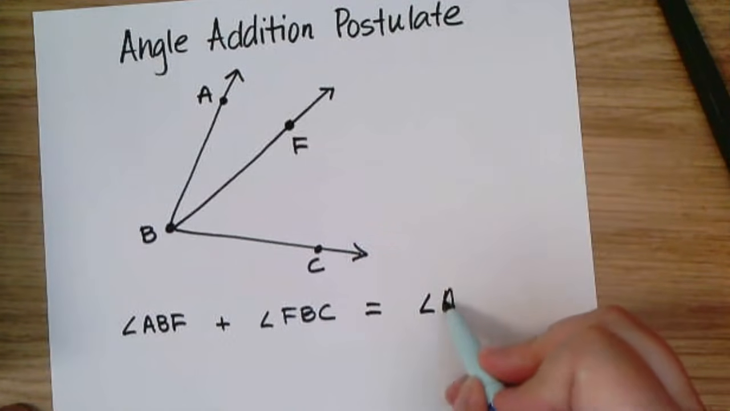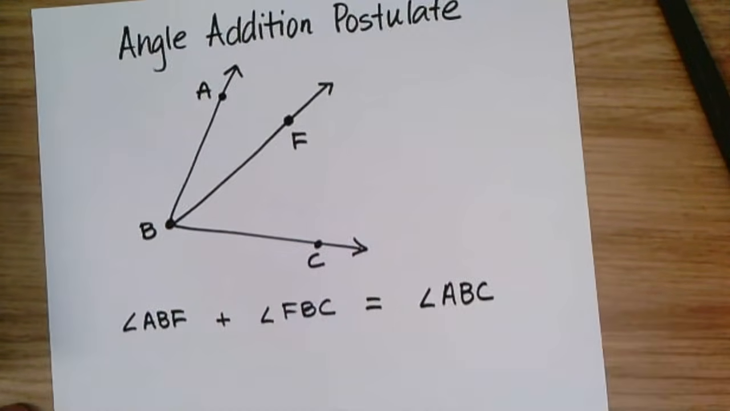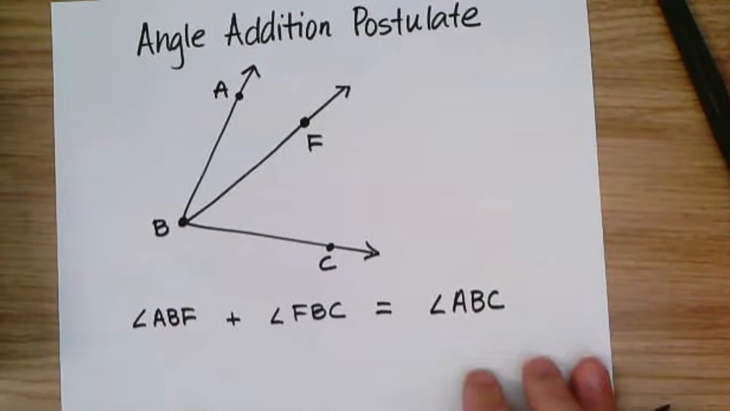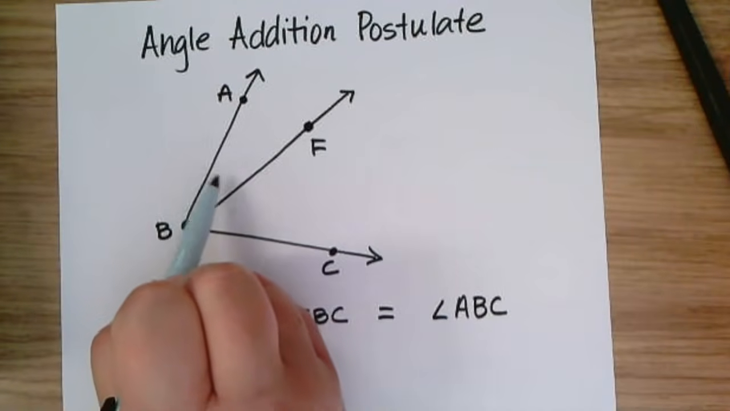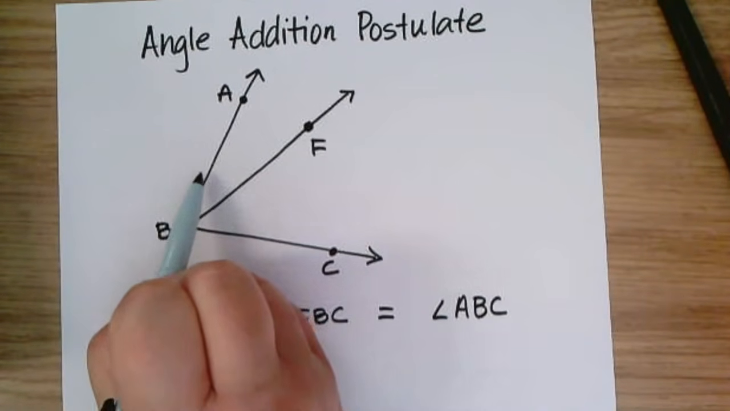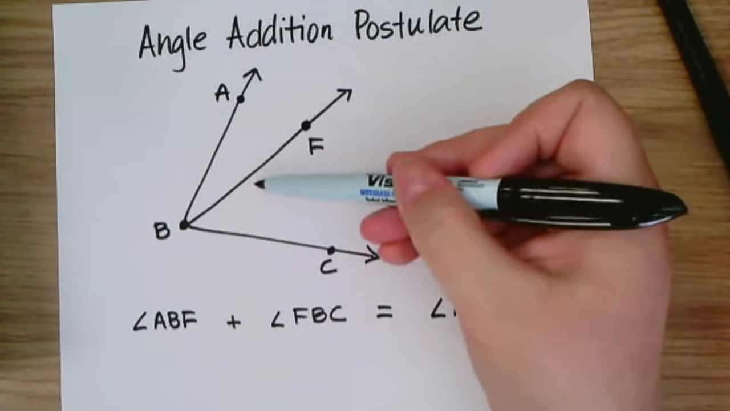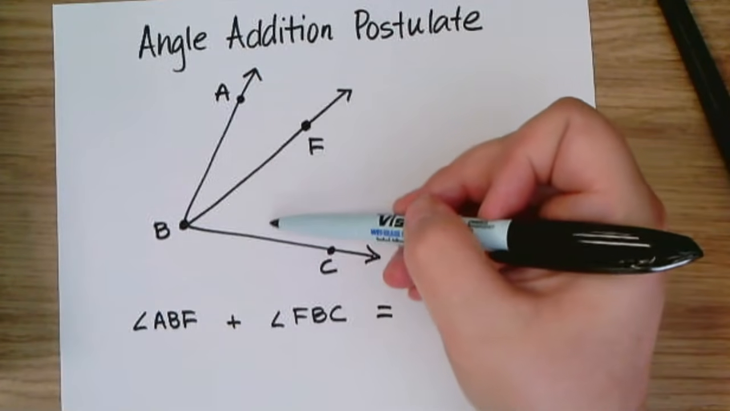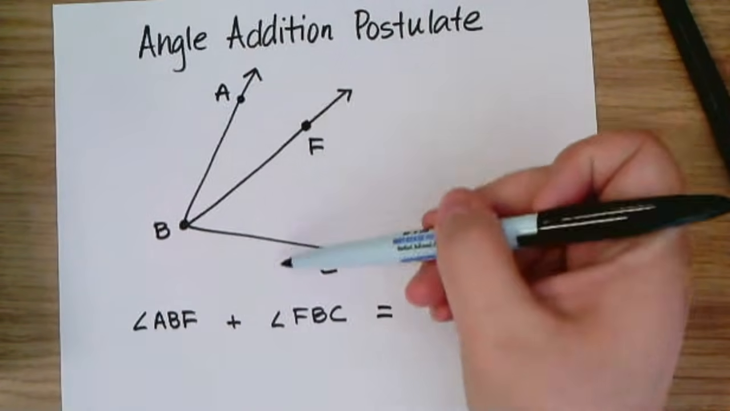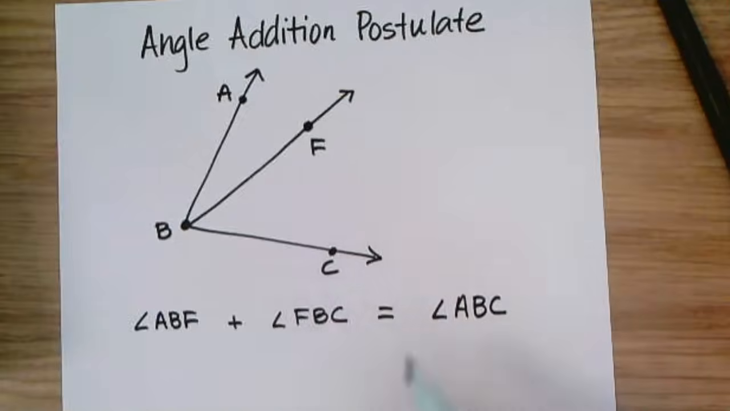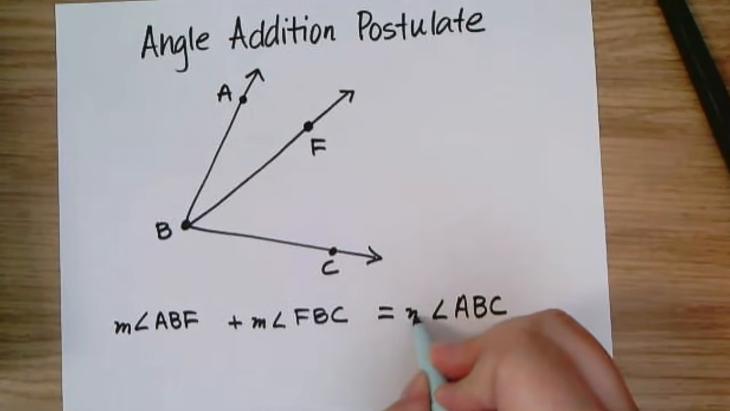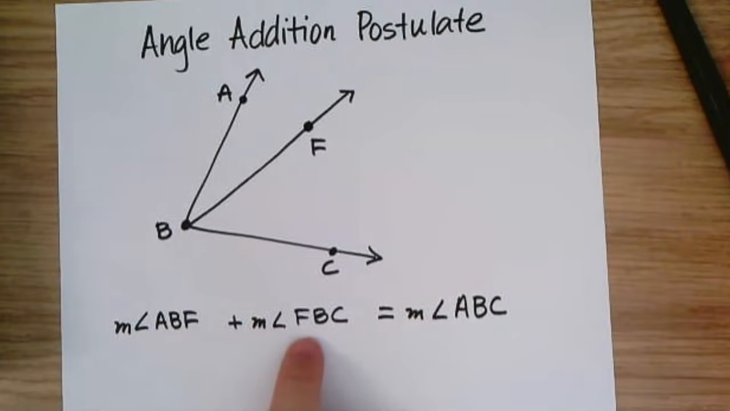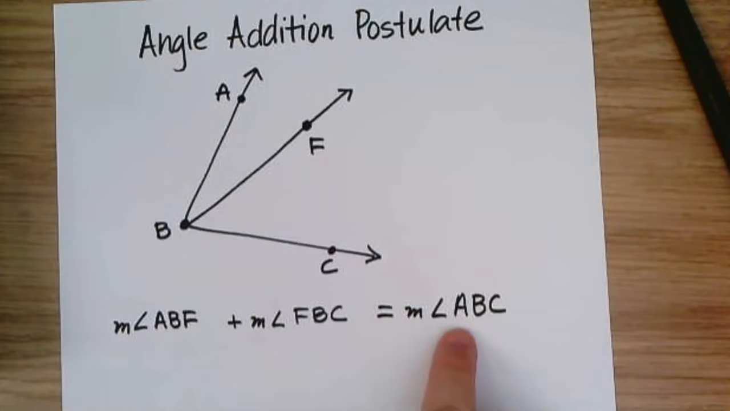Now what I just wrote is actually incorrect. It's not incorrect in terms of what we're saying. It's incorrect notation-wise. Because what we're really talking about is the measure of the smaller two angles. The measure of this angle, however many degrees it is, and the measure of this angle have to add up to the measure of the big angle. So we're going to use little m's to be accurate. The measure of one smaller angle plus the measure of the other smaller angle equals the measure of the whole bigger angle.